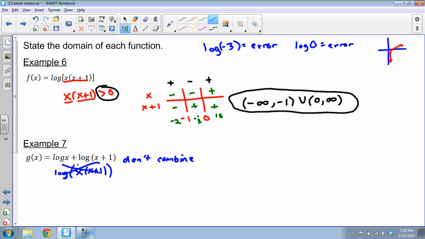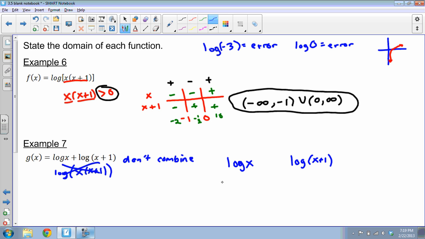If we combine them, this weird thing happens and we end up getting more of a graph than we really should. So here's what you do to find the domain when I have two separate logarithms. I'm going to find the domain of each of them: the domain of log of x and the domain of log of x plus 1. Whatever is the most restrictive domain possible, that's going to be my domain. Let's think about what that means.